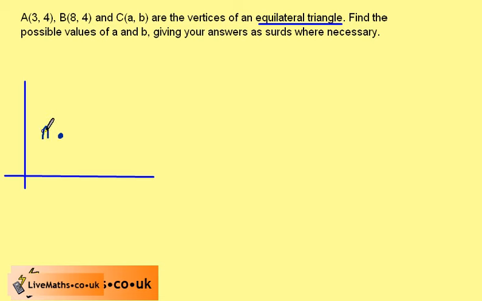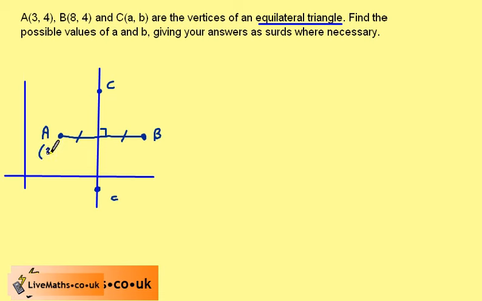So we'll put A here and B here, and they have the same y-coordinate, so this line is horizontal. C could either be in this position or in this position. C must lie on the perpendicular bisector of AB, since C is an equal distance from A and B.